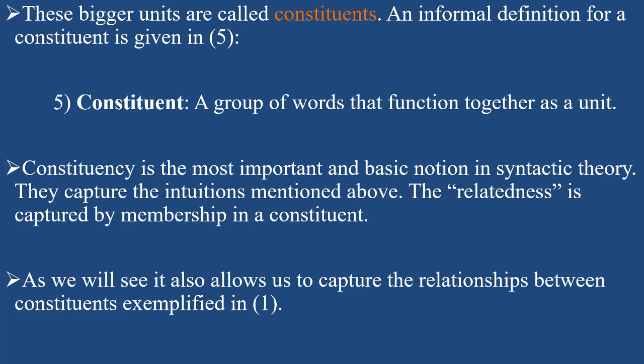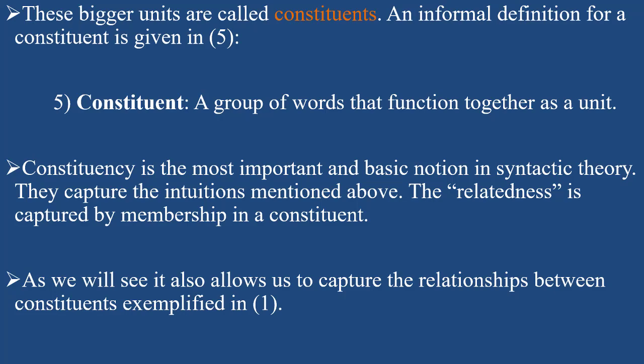These bigger units are called constituents. An informal definition for a constituent is given in 5. So constituent, this is just an informal definition. A constituent is a group of words that function together as a unit. All right? What is a constituent? A group of words that function together as a unit, one unit. Constituency is the most important and basic notion in syntactic theory. They capture the intuitions mentioned above, the intuitions about the relationship between words, the relatedness. It's captured by membership in a constituent, which belongs to which, that's constituent.